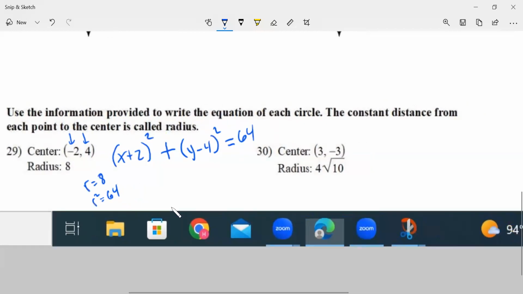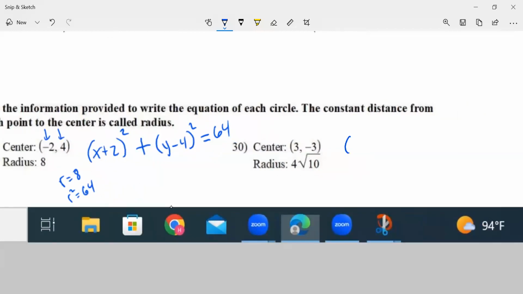Now looking at question number 30, to finish this, my first parenthesis is going to be x minus 3 all squared. Don't forget to switch the sign. My second parenthesis is going to be y plus 3 all squared. Again, don't forget to switch the sign. Don't forget the first one has an x, the other one has a y. Don't forget the letters. There must be a plus in between. Equals. Okay, now this one, 4 radical 10 all squared.